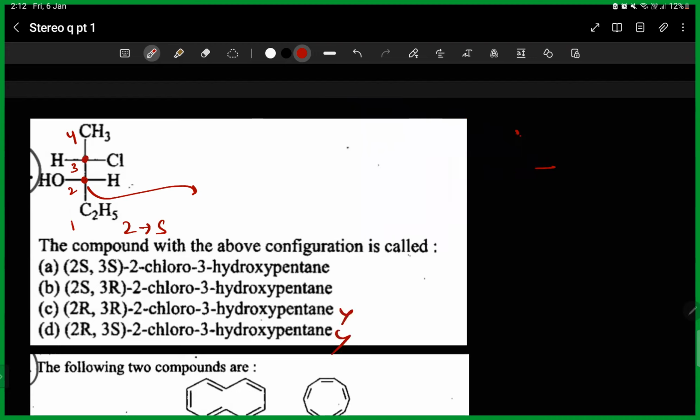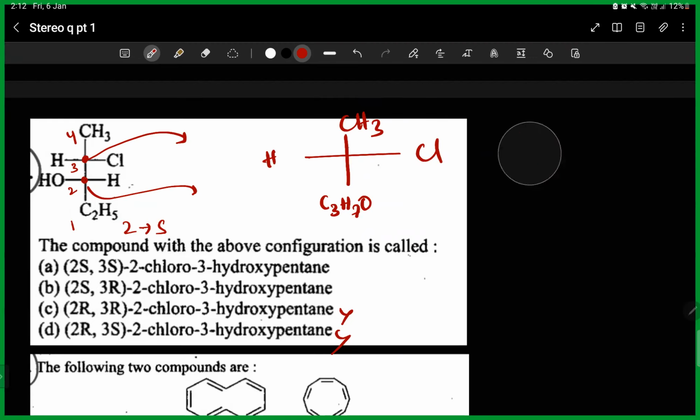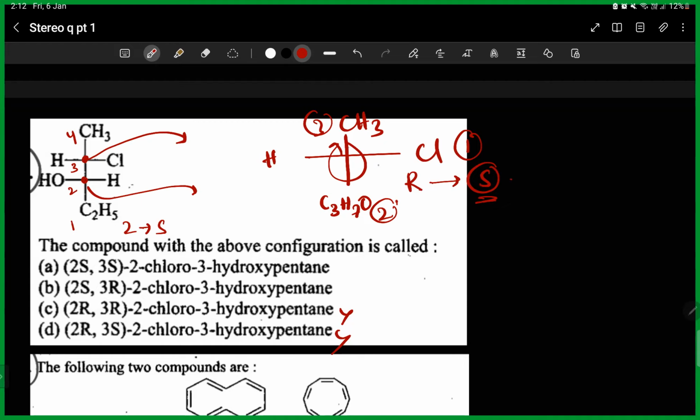So here. Now check for the third one. So you have C3, H7, O. And then you have chlorine, hydrogen, and CH3 here. Hydrogen is again on the horizontal. So you have to change the configuration, whatever you get. So giving the priorities, chlorine gets the first one. This will get the second one because this is CO and CH. So again, you are getting clockwise. Clockwise is R, but hydrogen is on the horizontal. You have to change it to S. Okay. So R is turning into S. So you have 2S, 3S. What is the correct answer?